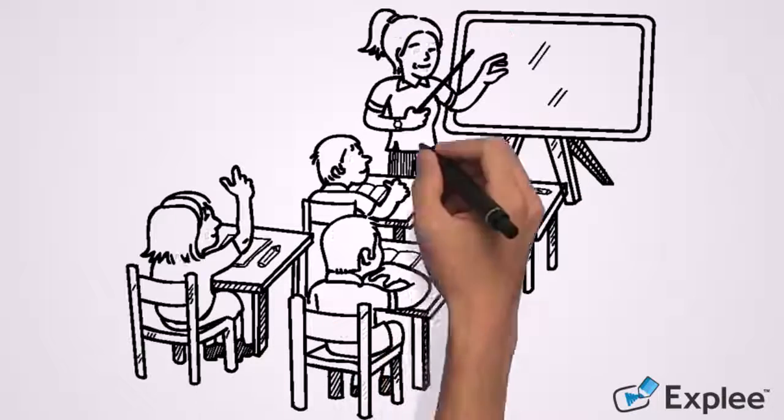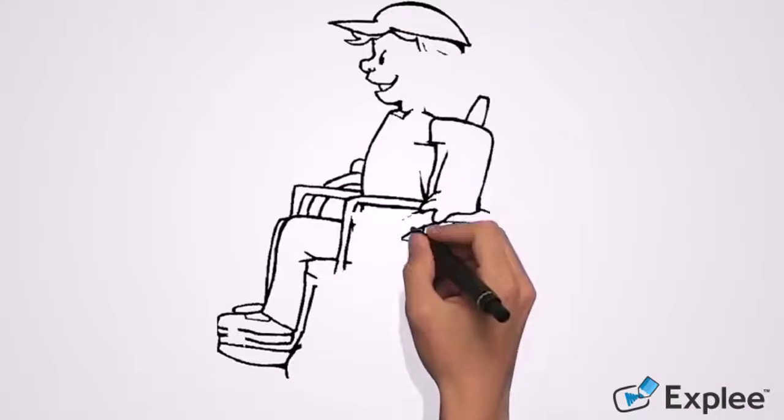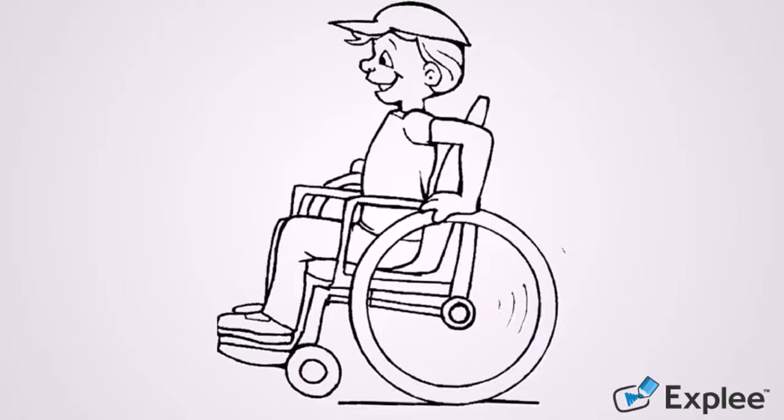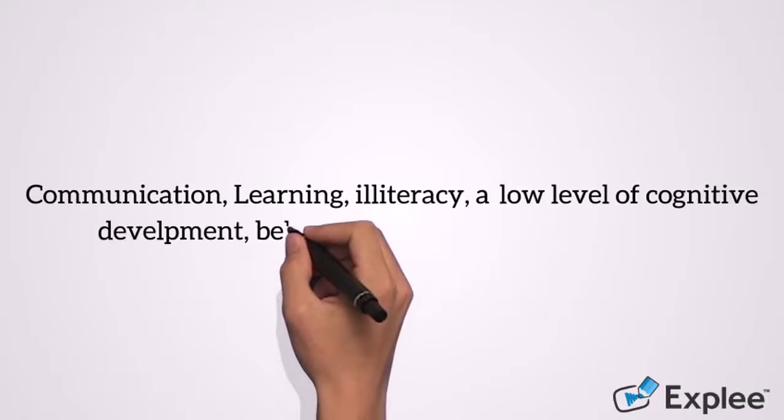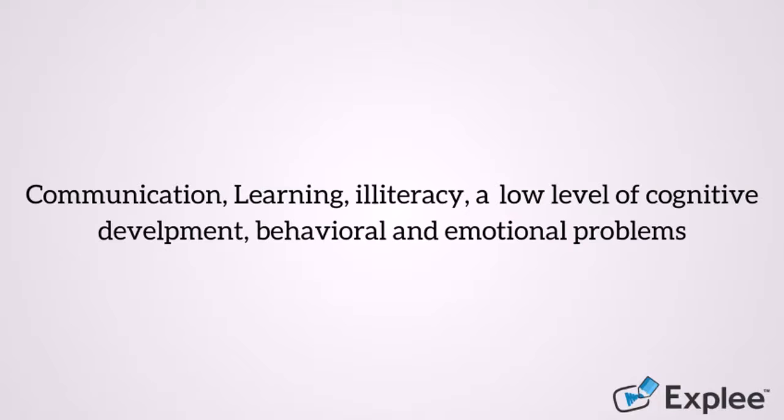These terms center on the person rather than on sociocultural factors, on the person rather than on their context, on disabilities rather than potential capabilities. Special needs are likely to include the following areas: communication, learning, illiteracy, a low level of cognitive development, behavioral and emotional problems.